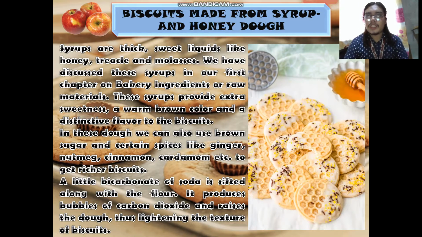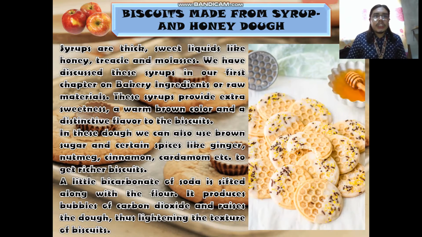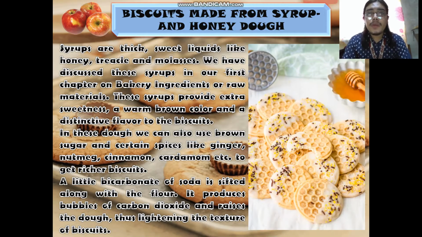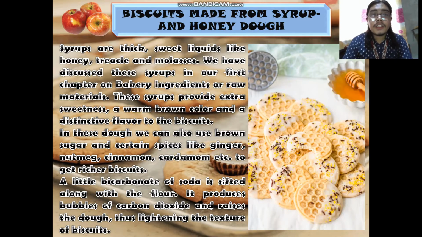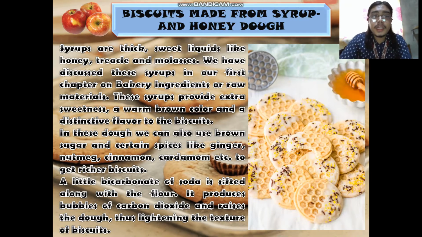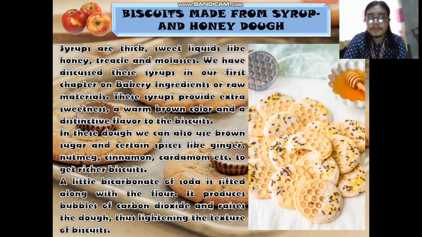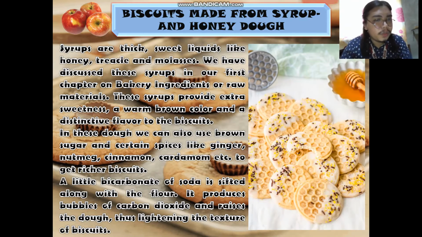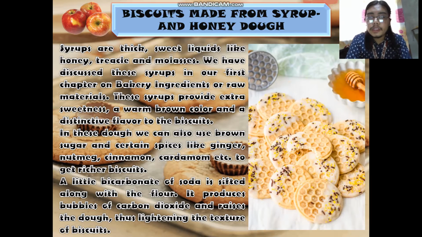Or sometimes bakers or other manufacturers use honey. So moving on, sweet liquids like honey, treacle, and molasses. We have discussed these syrups in our first chapter on bakery ingredients or raw materials, obviously. These syrups provide extra sweetness, a warm brown color, and a distinctive flavor to the biscuits. In this dough, we can also use brown sugar and certain spices like ginger, nutmeg, cinnamon, cardamom, etc.